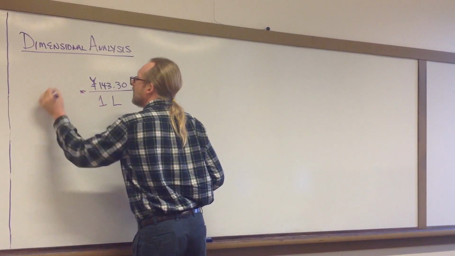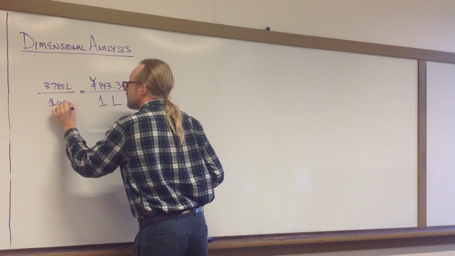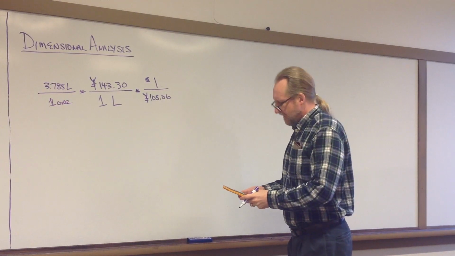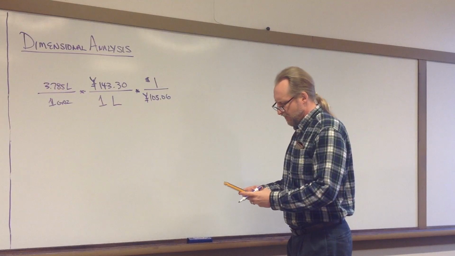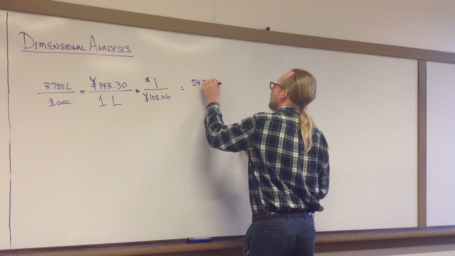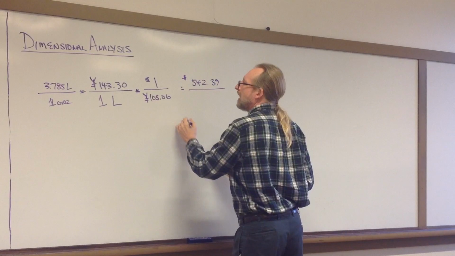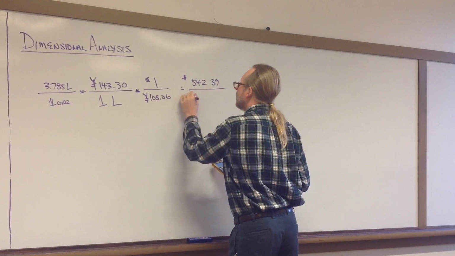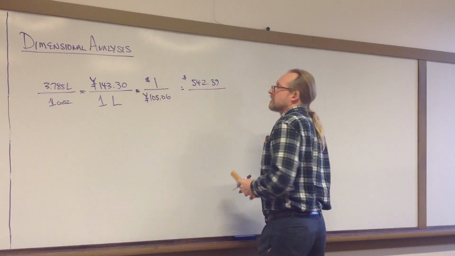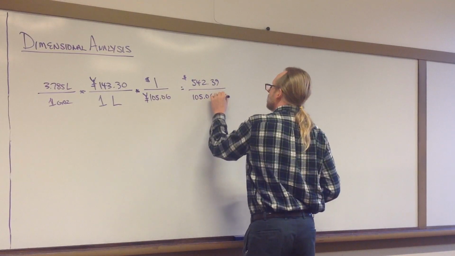And then over here, we know that 3.785 liters makes a gallon. So this will convert it for us. So we do 3.785 times 143.30 on top. That's 542.39. This will come out in dollars. On the bottom, we've got 105.06. And this is going to come out in gallons.